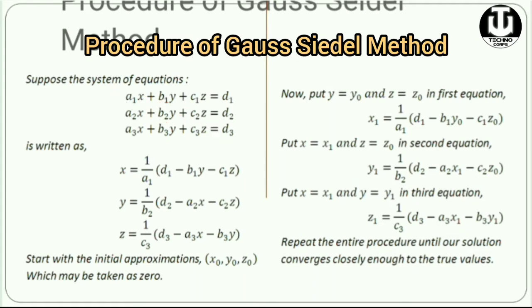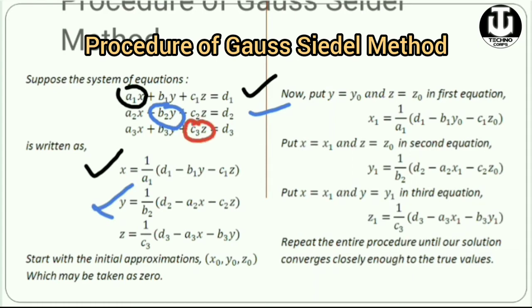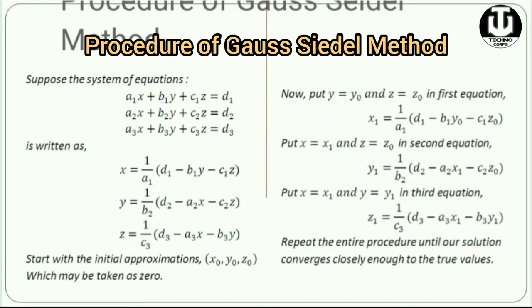That means we have to get the value of x using the first equation, so you will get this kind of formation. Next, get the value of y using the second equation, so this is the format for that. Next, get the value of z from the third equation, you will get it in this formation. So first of all convert the given equations into this form, where you can get the solution in terms of x, y and z. Okay, after that we have to go for the initial approximation.